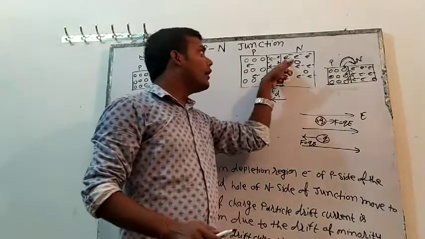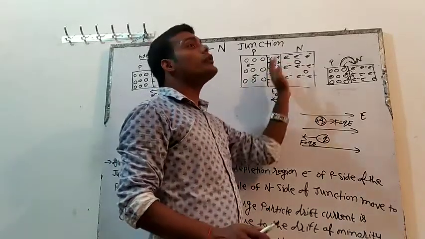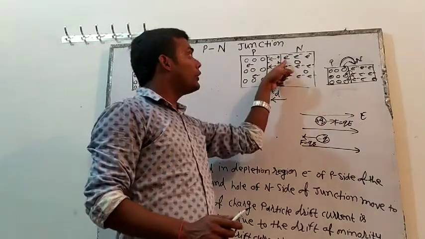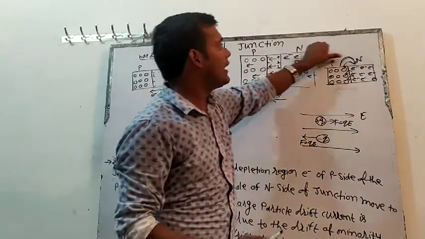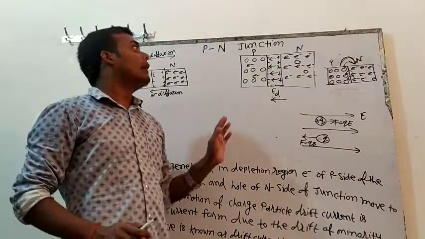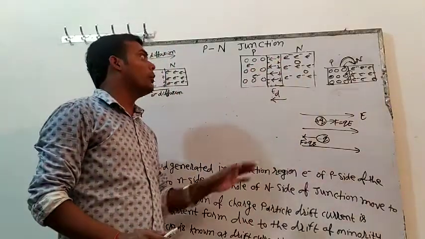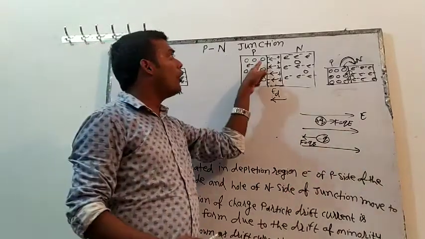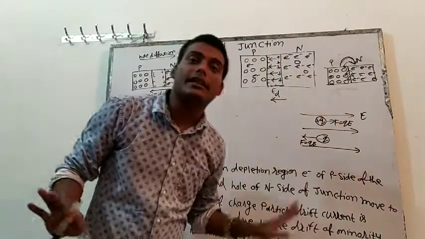Can this negative charge go from N to P? Think about it. A negative charge moves in the opposite direction of the electric field. What is the direction of the electric field? Positive to negative. So this negative charge moves in the opposite direction, and this electron wants to go in this direction, not in that direction. So what is my concept? The majority charge carriers of P and N will not move, because this hole will not go from P to N and this electron will not go from N to P.